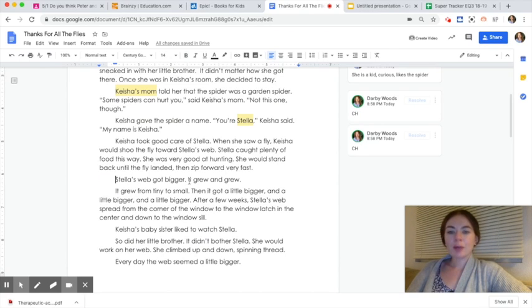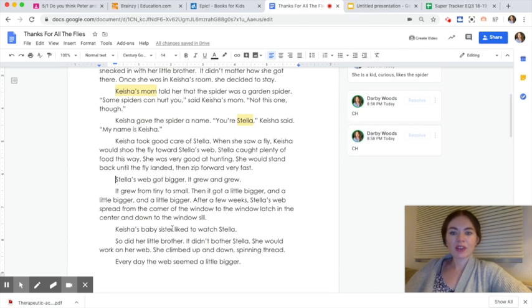Stella's web got bigger and bigger. It grew and grew. It grew from tiny to small. Then it got a little bigger, and a little bigger, and a little bigger. After a few weeks, Stella's web spread from the corner of the window to the window latch in the center and down to the window sill.